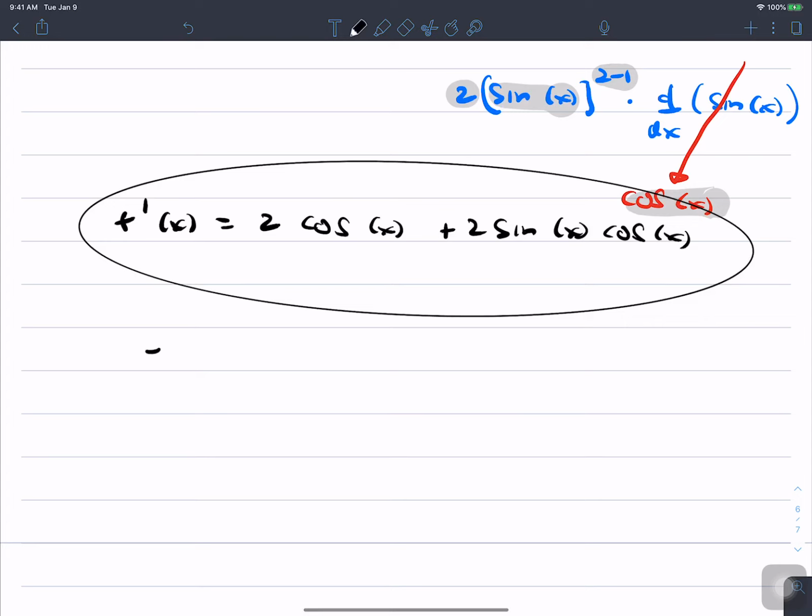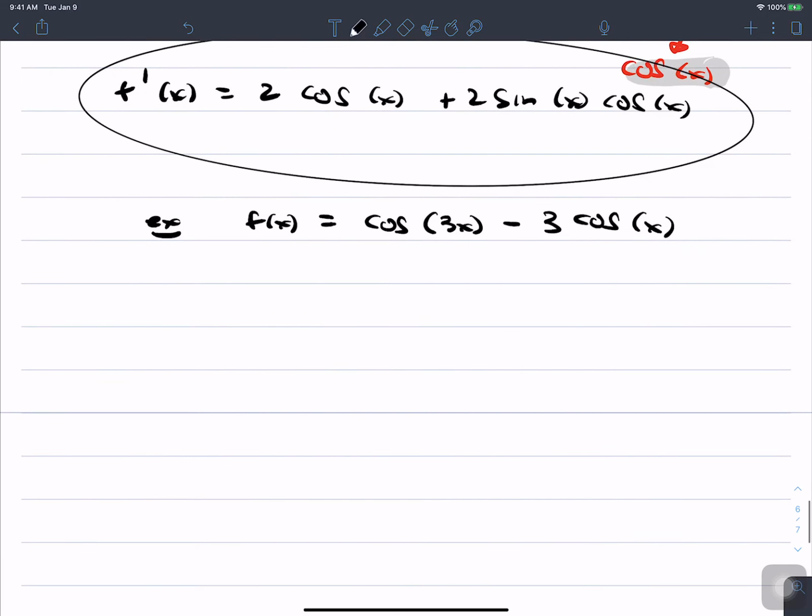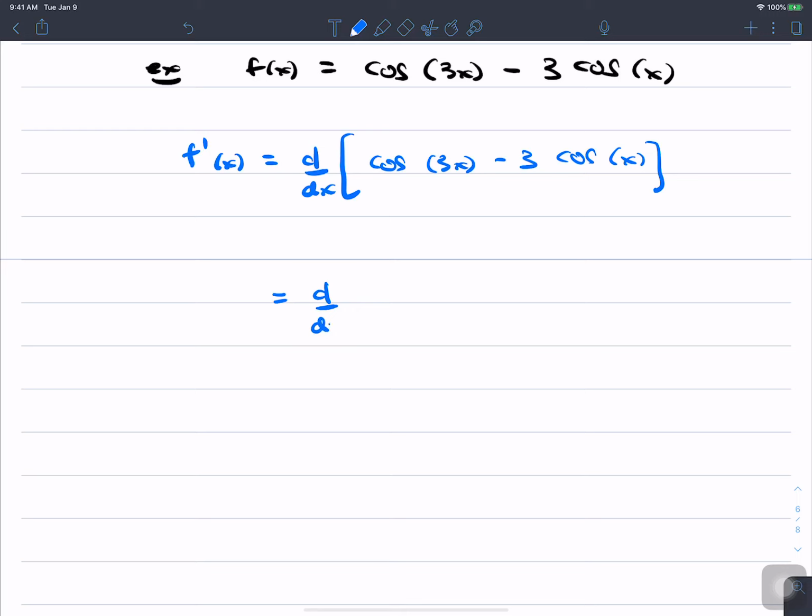Okay, how about this one? Let's say your function here is going to be cosine 3x minus 3 cosine x. F prime x is d dx of cosine 3x minus 3 cosine x. The derivative of a difference is difference of derivatives. Just use your properties.